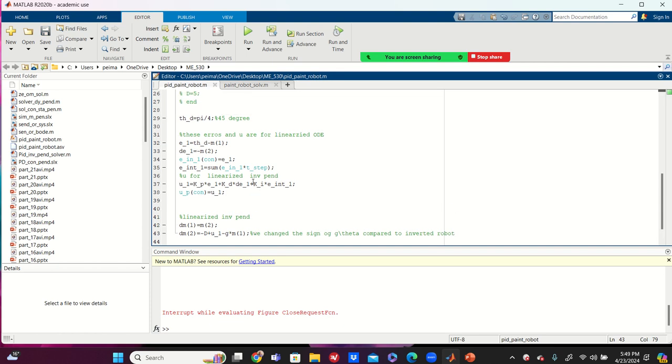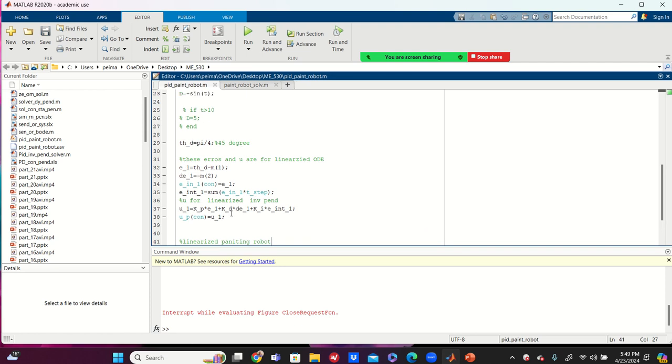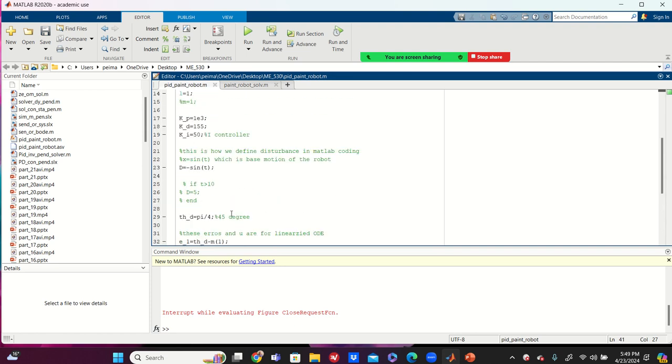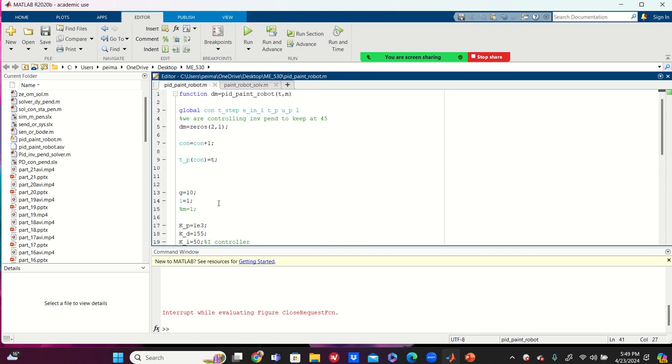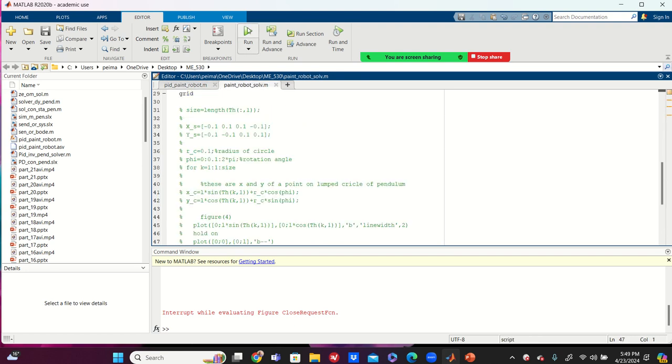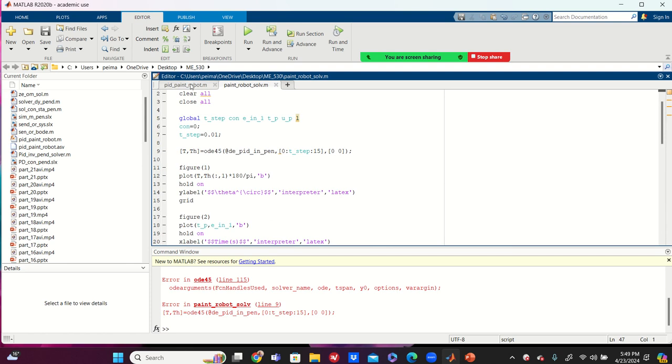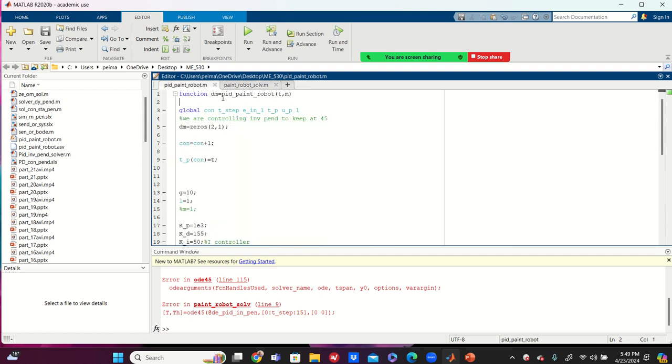So, and this is the linearized painting robot. It's a very simple white version. Painting robot. Okay. Everything is fine. I'll tune this later. So let me see what we will have. Oh, I have to call this time. There we go.